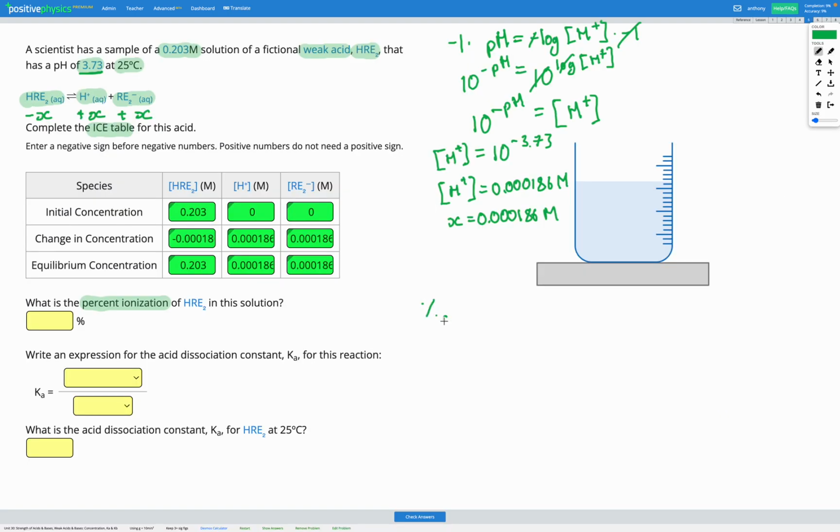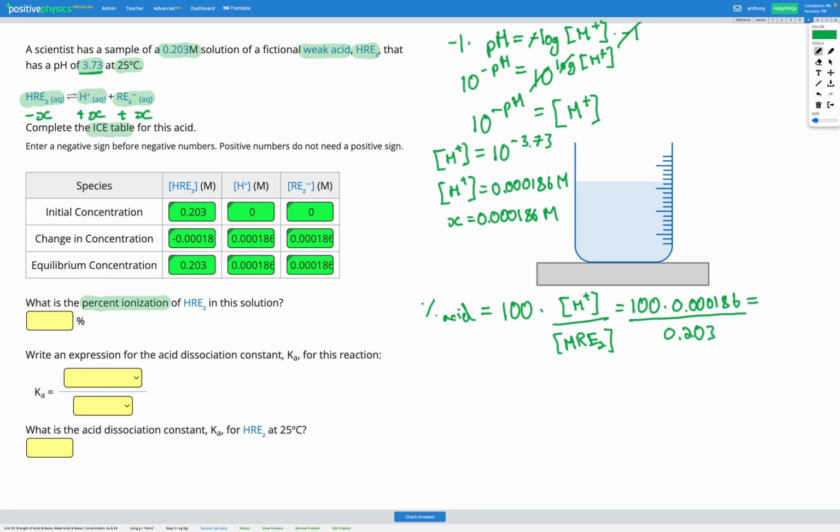So percent ionization of an acid is equal to 100 times the concentration of H+ ions divided by the concentration of the acid itself. HA represents a general acid. Here our acid is HRE2, so I'm going to change the HA to say HRE2 because that's the specific acid we have in this question. So we can go ahead and put on numbers. We've got 100 times the equilibrium concentration of H+, which is 0.000186, divided by the equilibrium concentration of HRE2, which is 0.203.